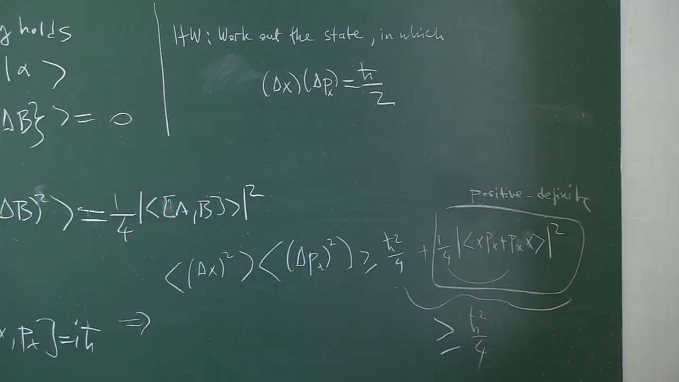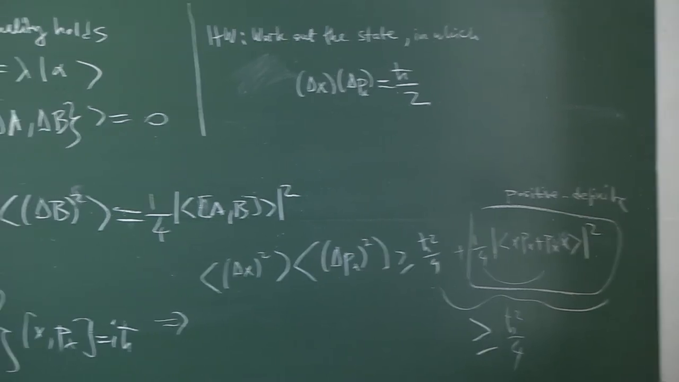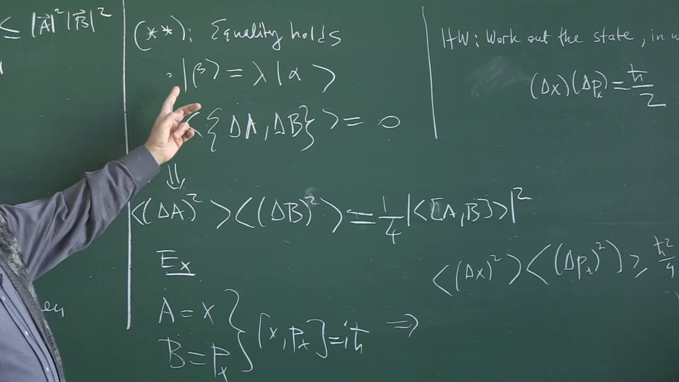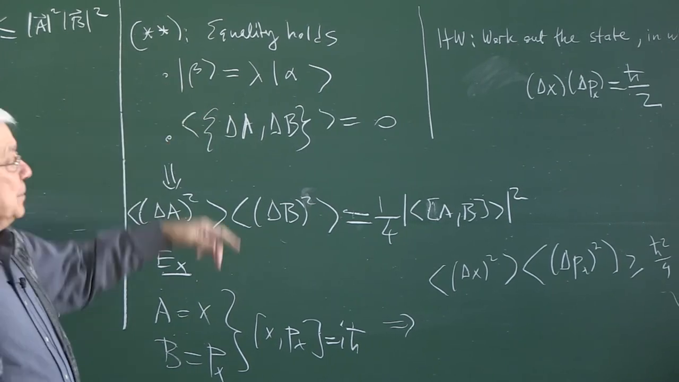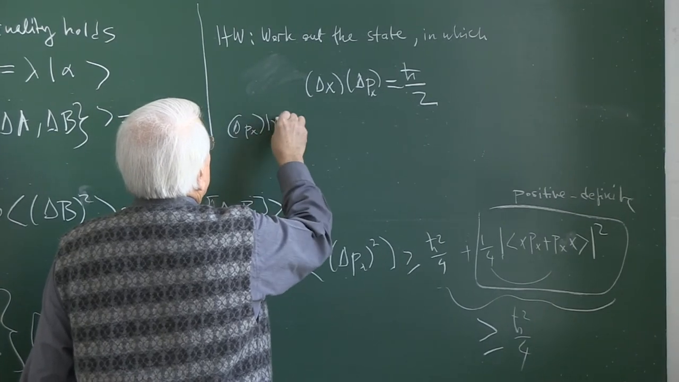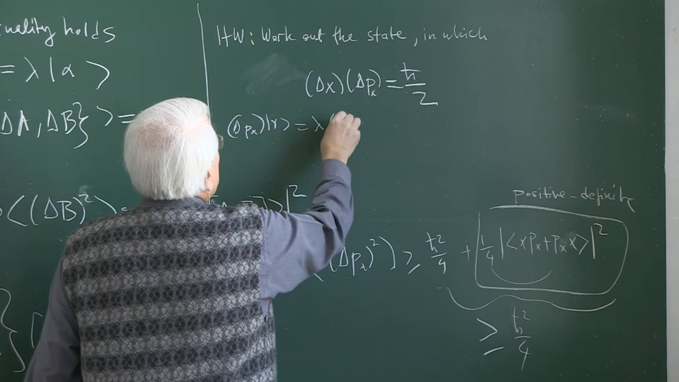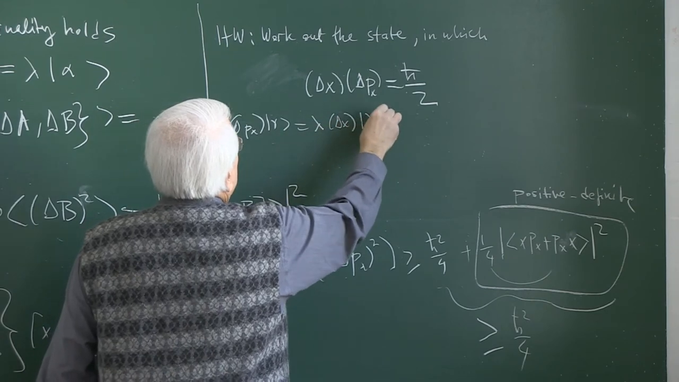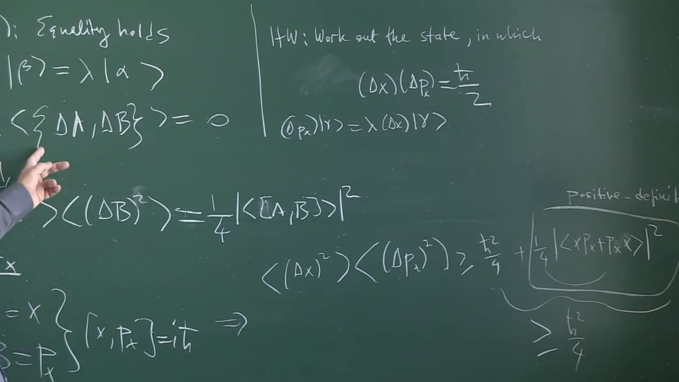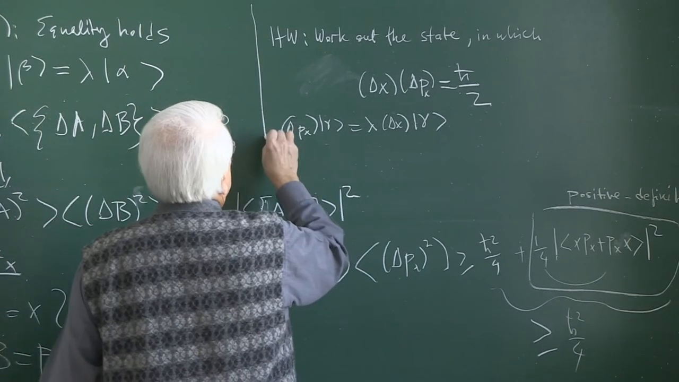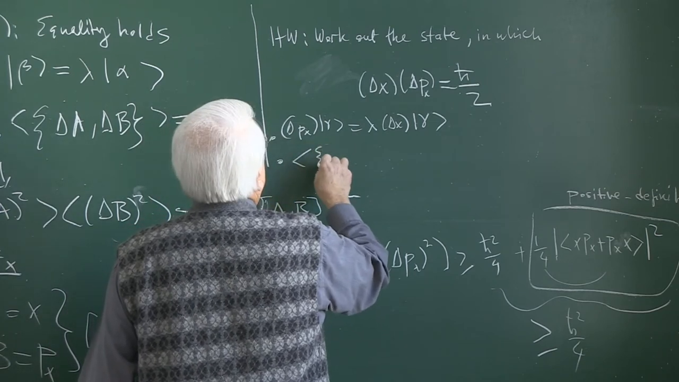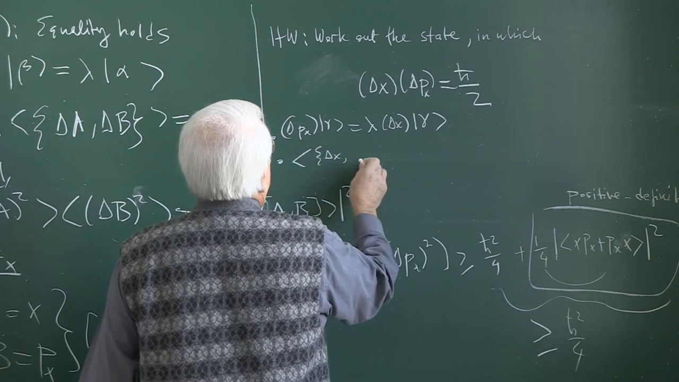Obviously, what you are going to do is you are going to require that these two conditions are satisfied. You are going to construct a gamma such that delta B, which is delta Px acting on gamma, is lambda times delta X acting on gamma. Gamma is the state which you would like to construct. That's the first condition. And the second condition, which you would require, is the expectation value of the delta X, delta PX anti-commutator.